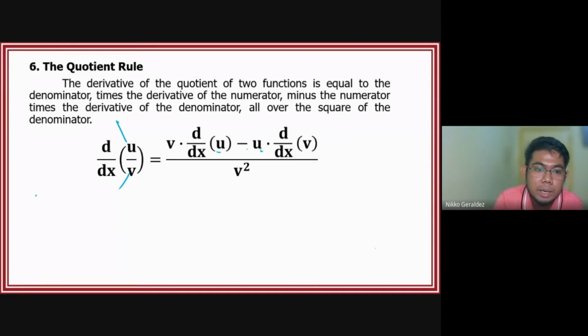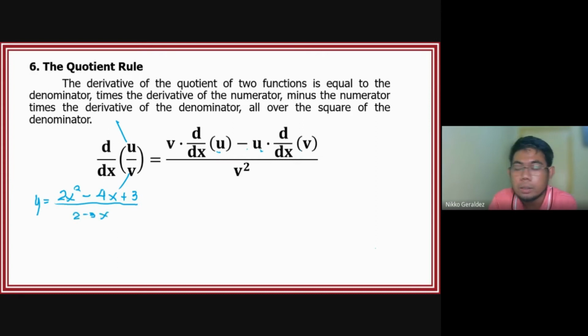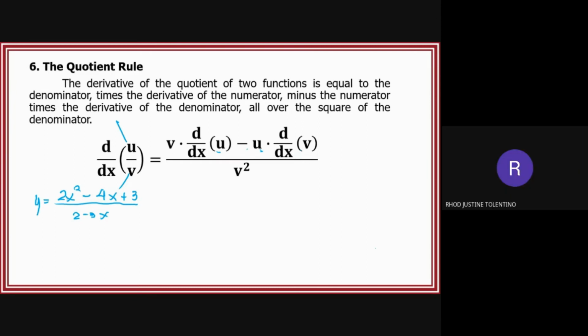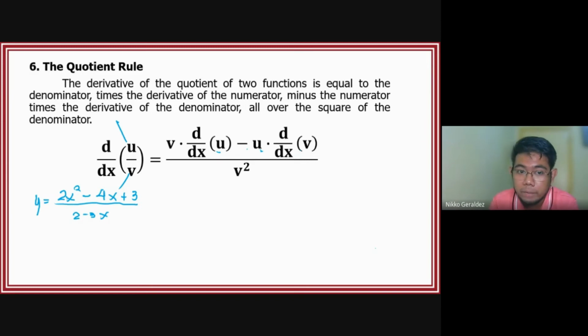Ngayon, example. So, y is equal to 2x squared minus 4x plus 3 over 2 minus 3x. Ano u natin dyan? U is 2x squared minus 4x plus 3, numerator. Ang v, 2 minus 3x.